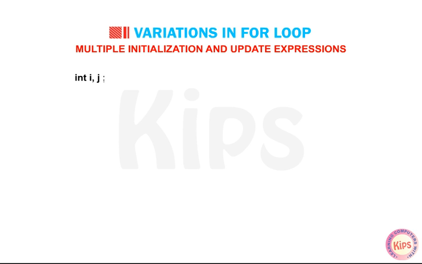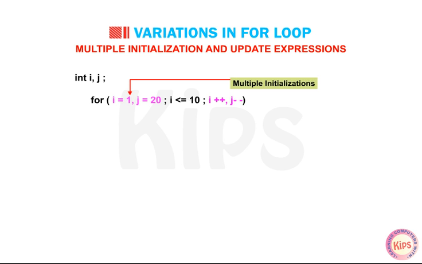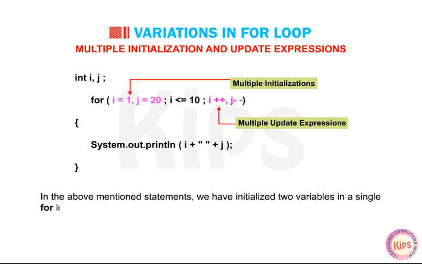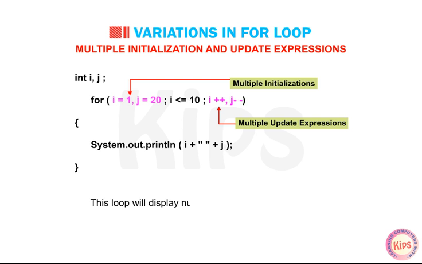int i, j; for(i=1, j=20; i<=10; i++, j--). Multiple initialization and multiple update expression. { System.out.println(i + " " + j); } In the above mentioned statements, we have initialized two variables in a single for loop. This loop will display numbers from 1 to 10 and 20 to 11.